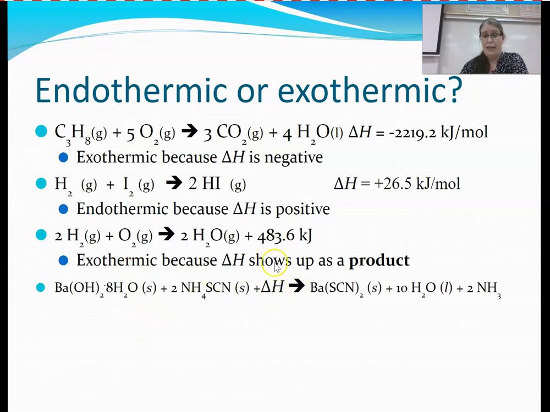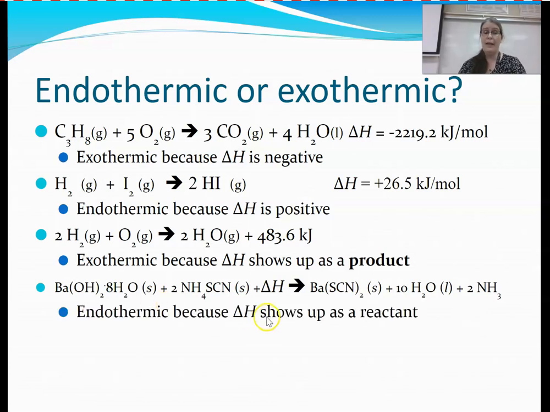Here we have the delta H on the reactant side. They didn't give us a particular number. They just told us that the enthalpy change is on the reactant side. So that means we had to put energy into this reaction to make it go. And that is endothermic. We had to put heat into the reaction just like we have to put reactants into the reaction.